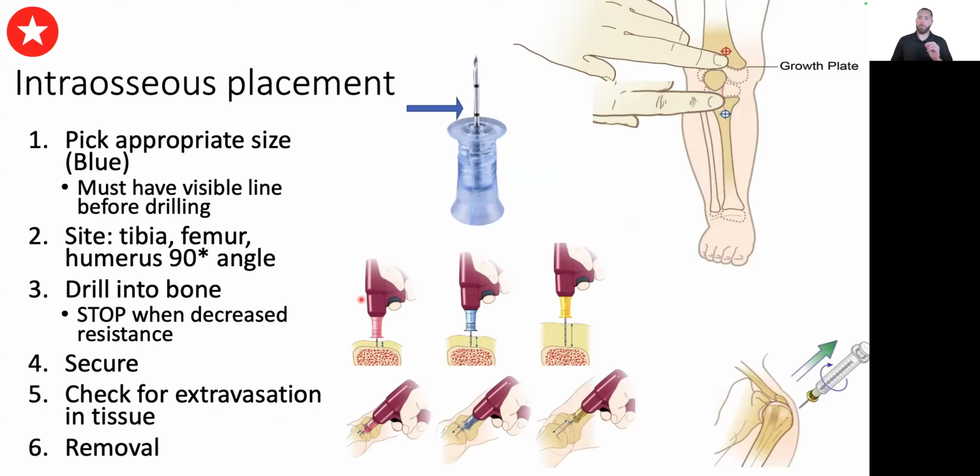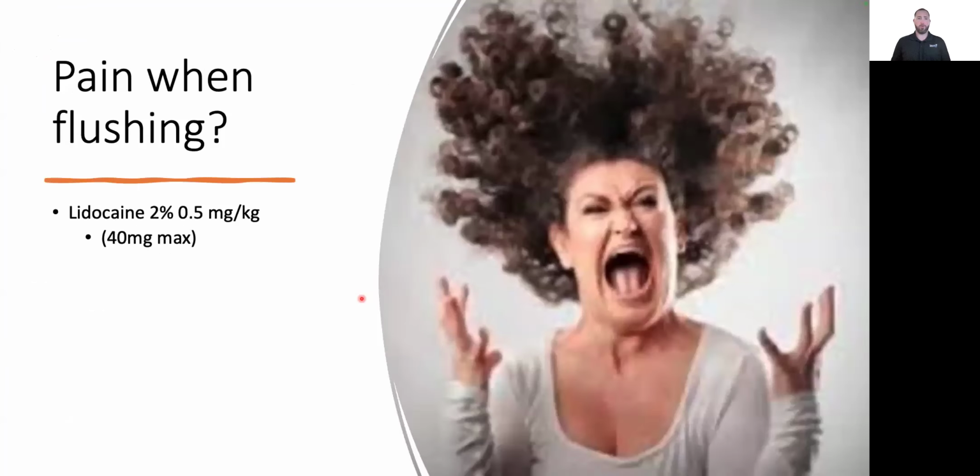Now, whenever the bone gives way and you feel that resistance stop, then you'll stop drilling. You'll pull the gun off, and you will unscrew the IO portion, and then you'll instill some IV fluids like NS. Make sure that you don't have extravasation in the tissue around or behind the bone, and then you'll secure it and use that IO.